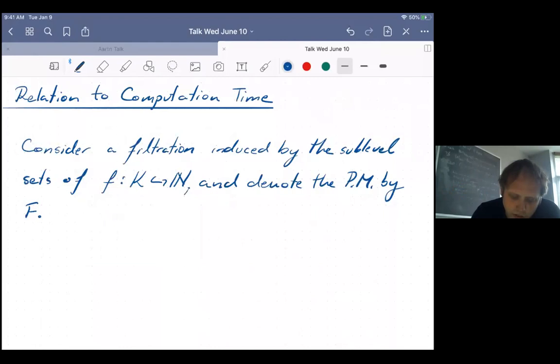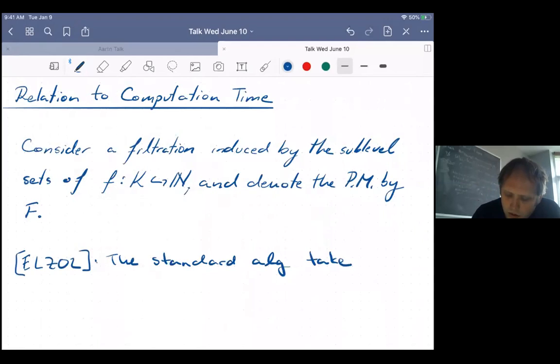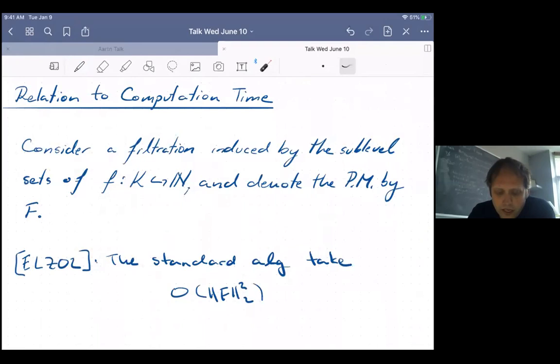And there's actually a very old result, in one of the first persistence papers by Edelsbrunner, Letscher, and Zomorodian, which basically says that the standard algorithm takes O of the two norm of F squared. So essentially, if I have this persistence module and I take the two norm, so basically the lengths of the bars squared, that gives me a bound on the runtime of the algorithm. There's no theorem in there, it's given as an offhand remark in the paper. So this has been known for a long time.